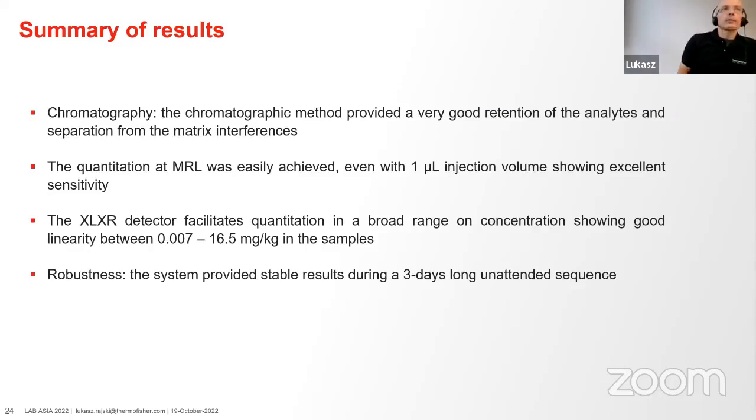The XL XR detector provided a linear response from 7 ppbs up to 16.5. I have to explain that because previously we have seen that it was from 2 to 5, but in our extraction method, we had a dilution factor of 3.3. So we have to multiply everything by the factor 3.3. It means that 2 ppbs in the vial means 7 ppbs in the sample.